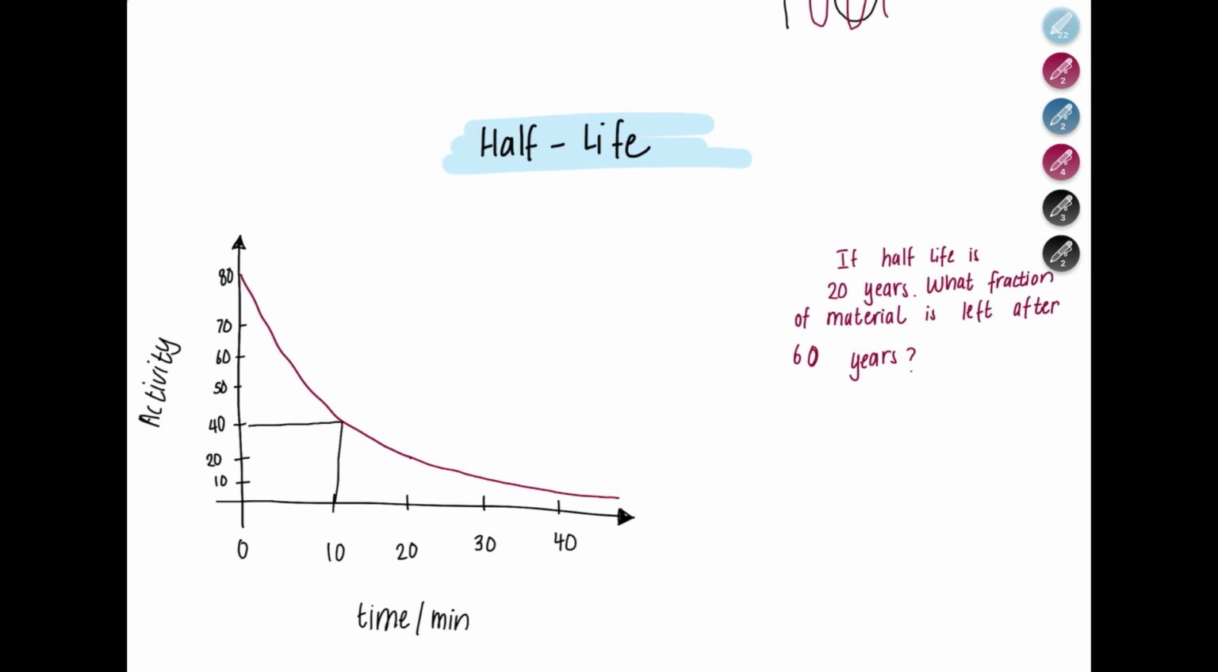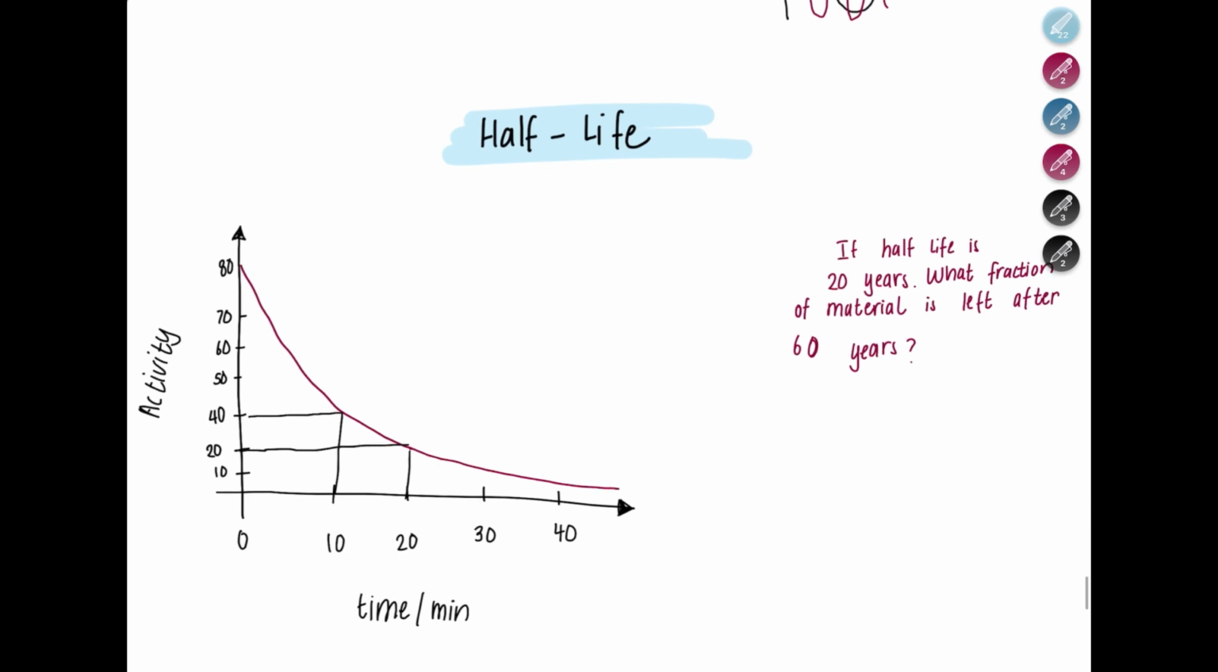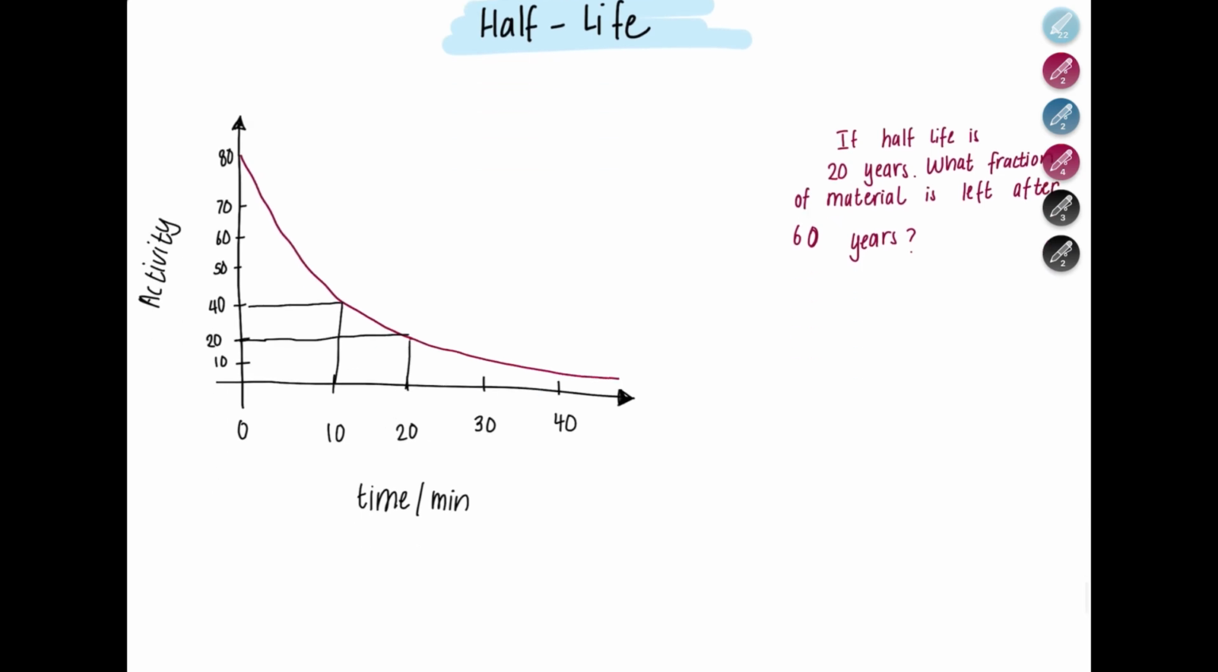Now let's see another one. So 40 becomes half. Let's see the time for that. That's 20. So 20 minus 10 is also 10. So we have 10 minutes. Again, if you repeat that for 10, you get 30. 30 minus 20 is 10. So every 10 minutes, the atoms are becoming half. Half-life is 10 minutes.